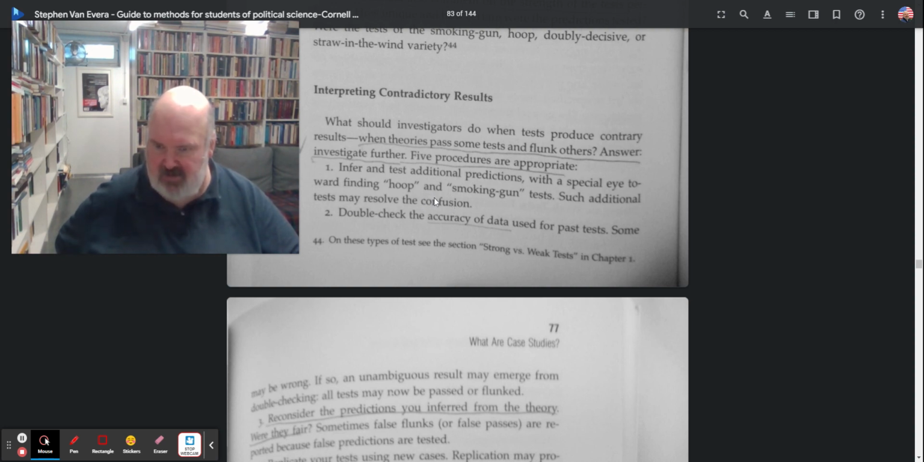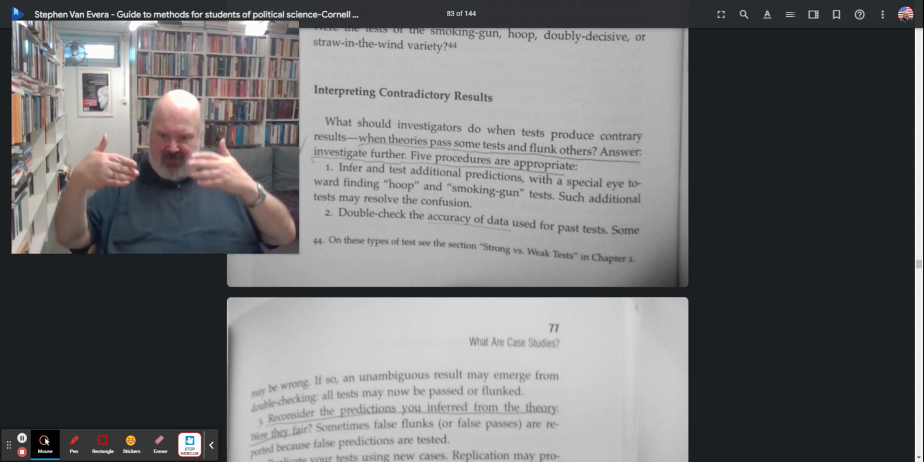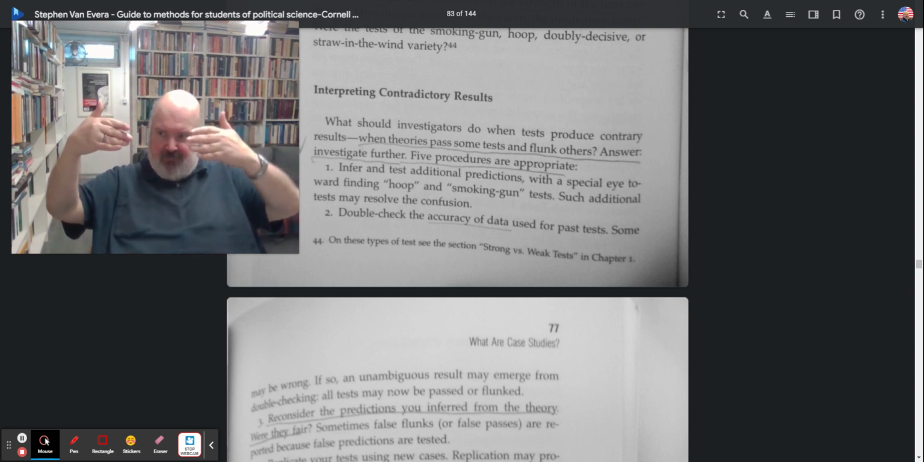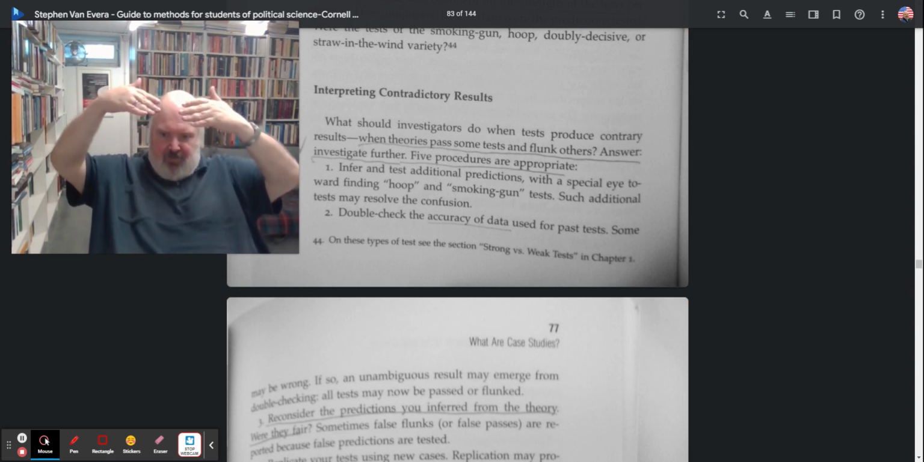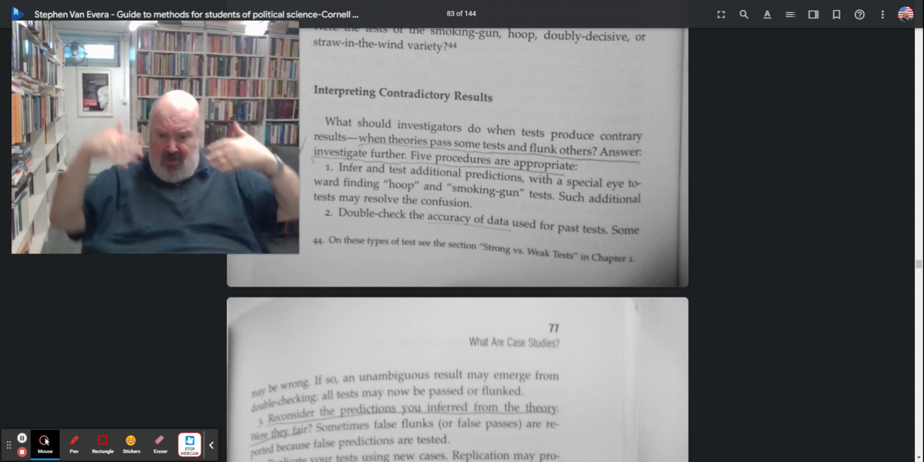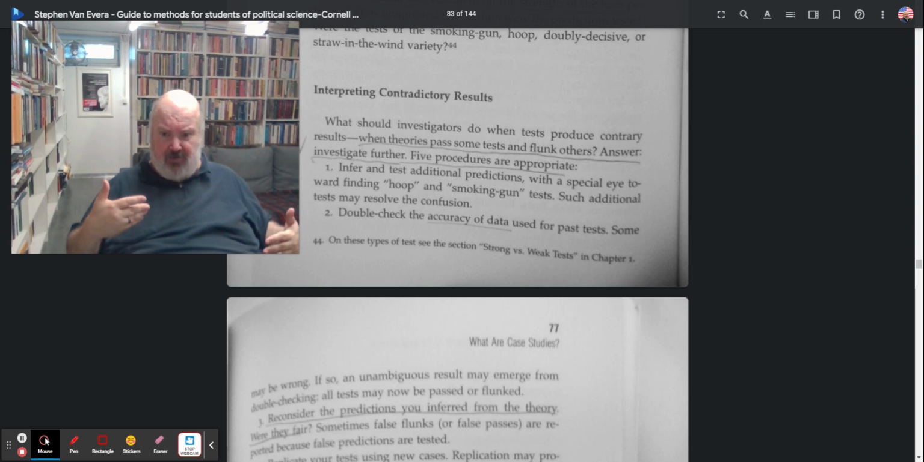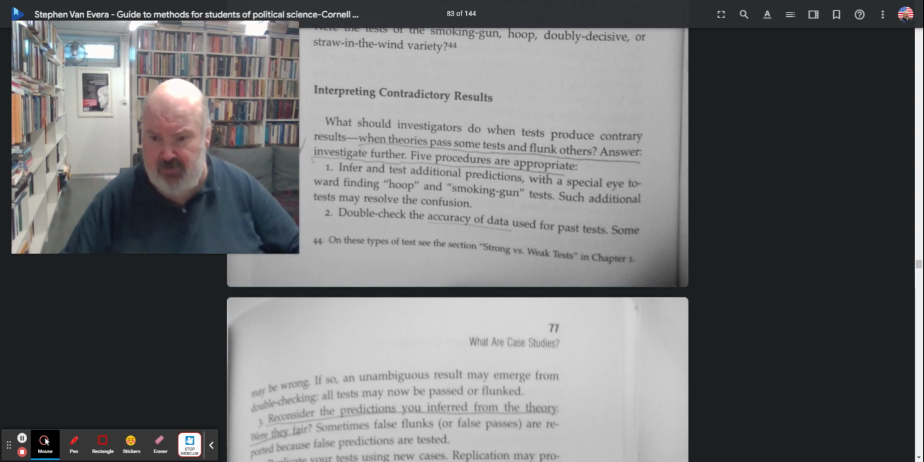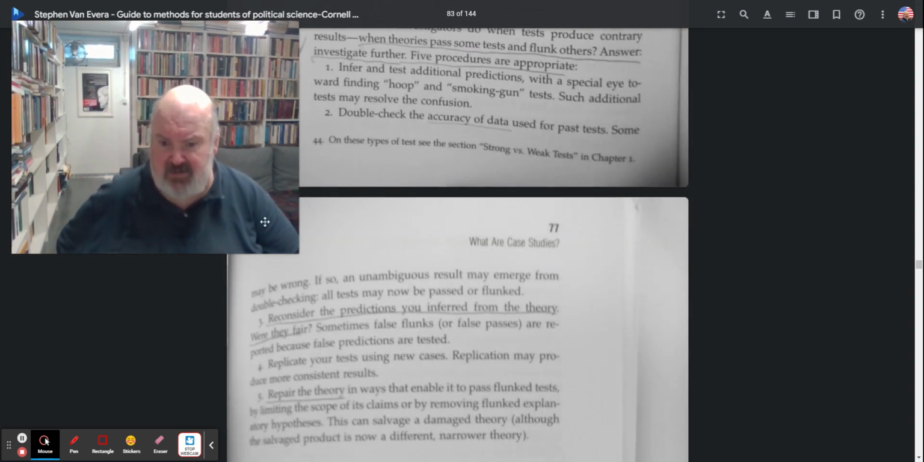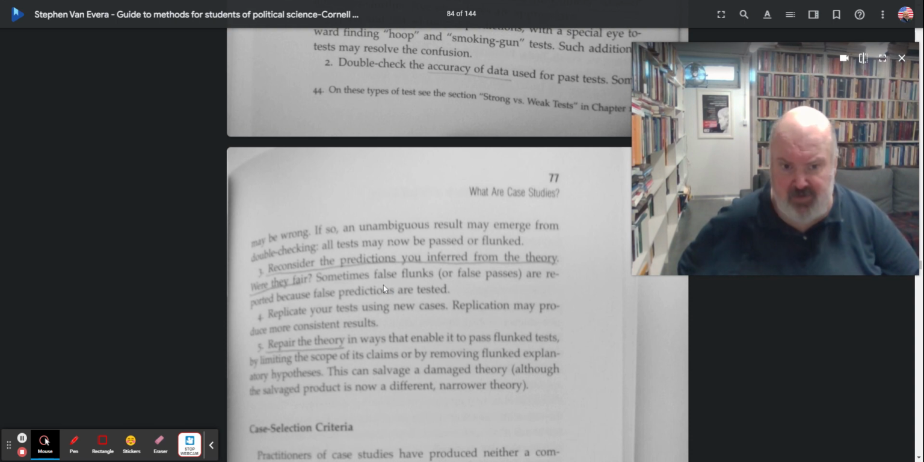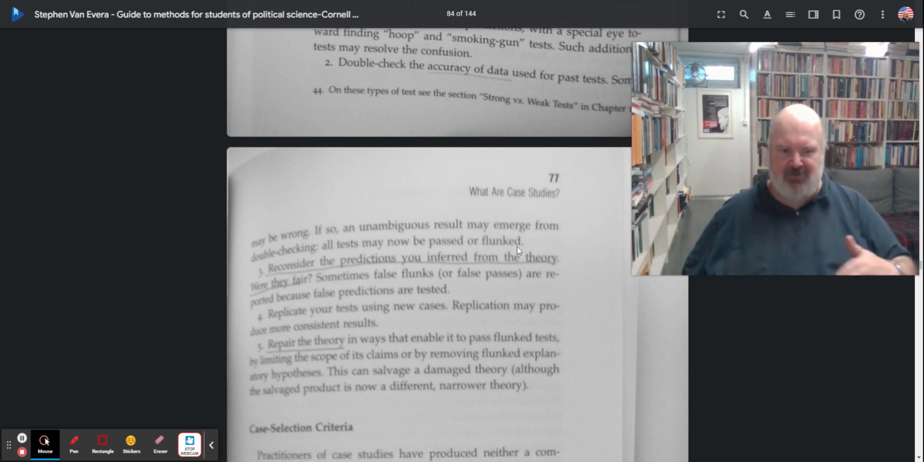So the more tests, and therefore the stronger tests, in other words, stronger tests conferring positive results, the passes of stronger tests should overrule the failures of weaker tests. Okay. And we should clarify these results. Then two, double check the accuracy of data used for past tests. Some of the data may be wrong. If so, unambiguous results may emerge from double checking. All tests may now be passed or flunked. In other words, check that the data is correct.